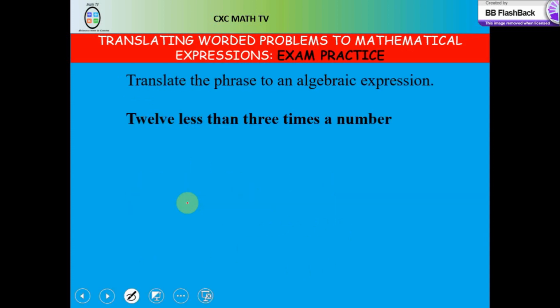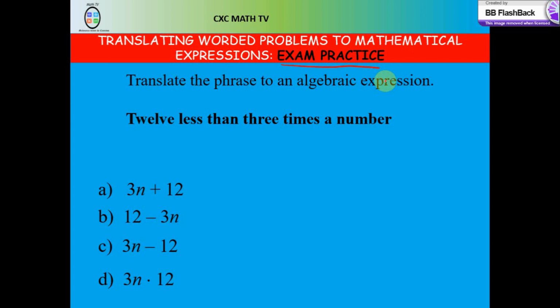Alright? So now we're doing some exam practice. So now you're going to take it away and talk to me. 12 less than 3 times a number. Pause the video, write down your answer. So these are the options there. Which one would it be?